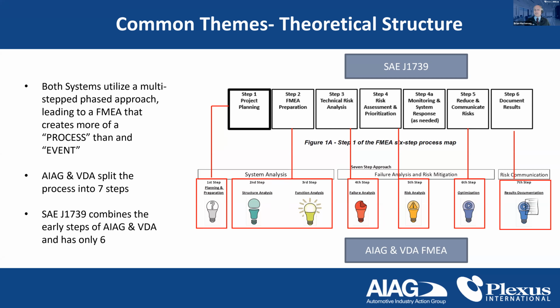SAE uses a very similar approach, but they've broken theirs up into 6 steps. And again, they plan the project. Their FMEA preparation, as Jeremy will go into more detail on, is a combination of our structure and our function analysis. Their technical risk and everything from there on down is similar to what we are doing. It's just there are some differences in how they're identifying and how they're causing things. And then there are also some differences in some of the tools that they're using throughout. So with that, next slide, please.